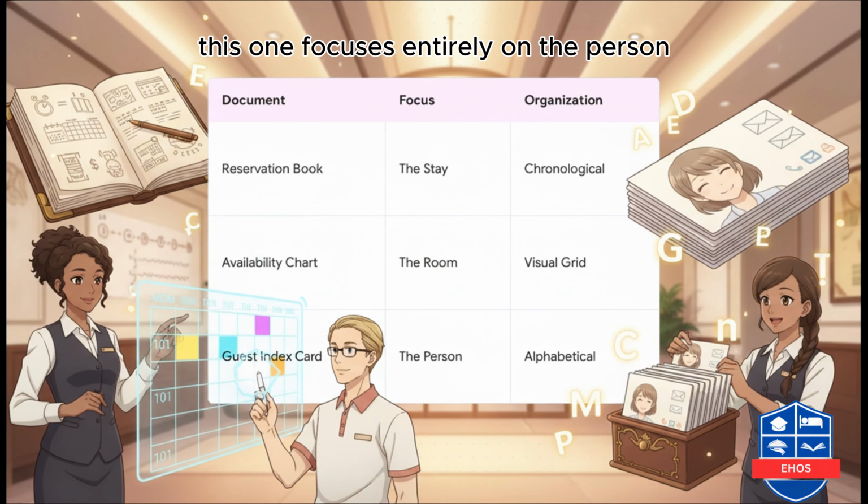Finally, we have the guest index card. This one focuses entirely on the person, and it's organized alphabetically. It tracks their permanent contact details, past stays, and specific preferences, like always requiring extra towels. Actually, fun fact, this was literally the original form of database marketing.